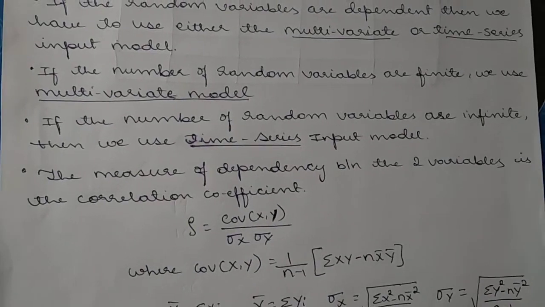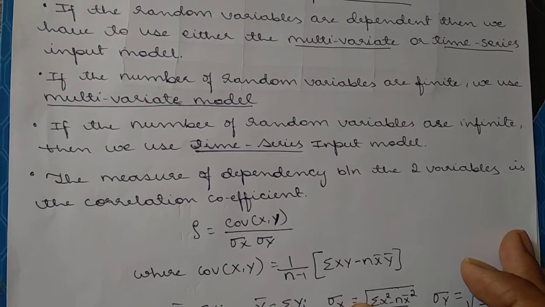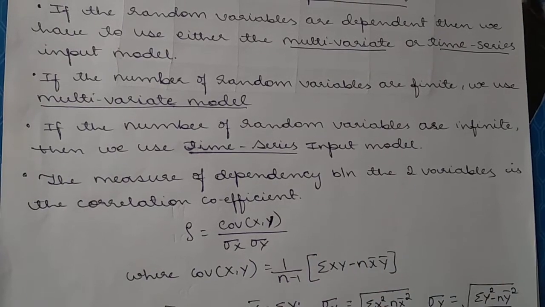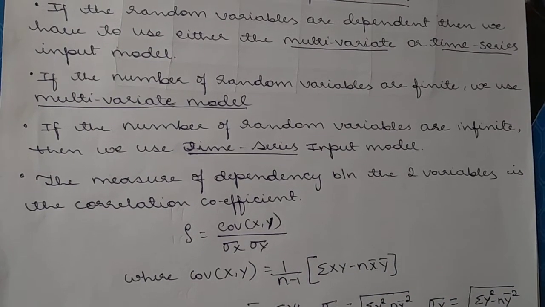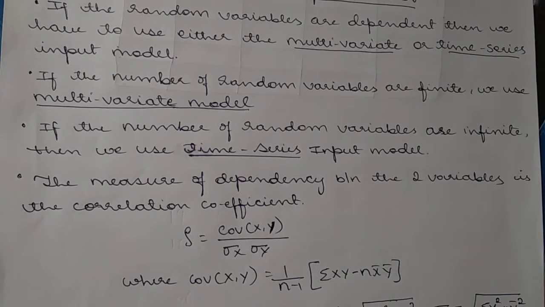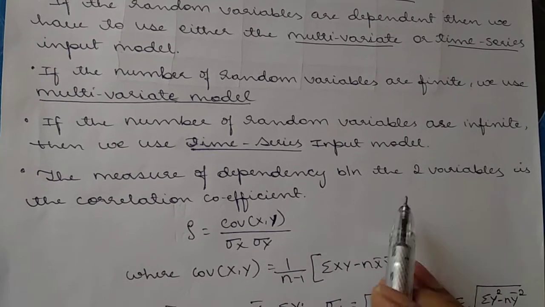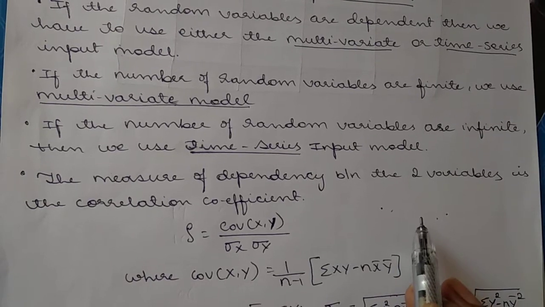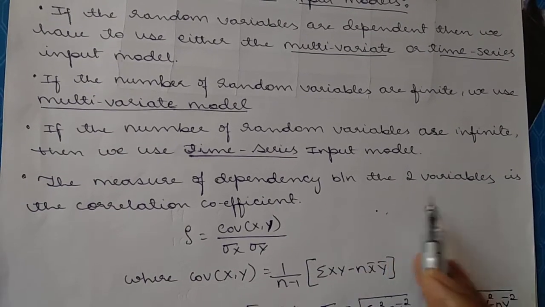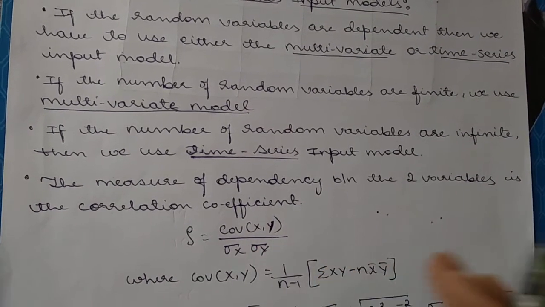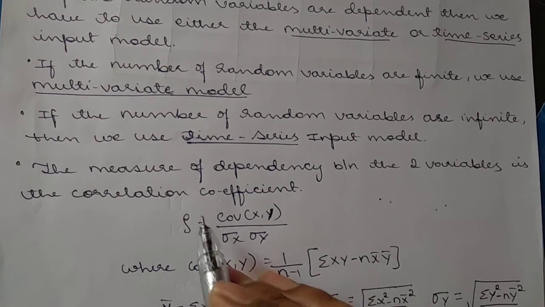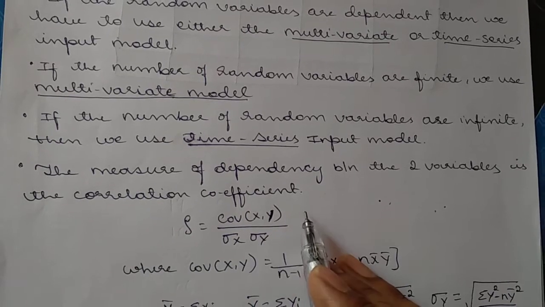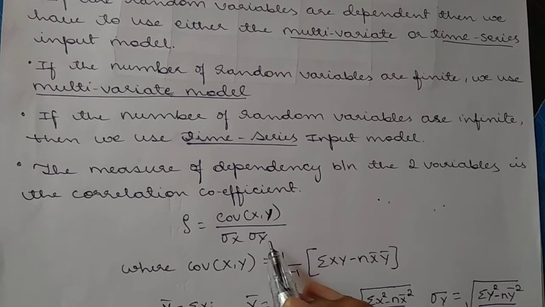Here the measure of dependency between two variables is the correlation coefficient. What do you mean by correlation coefficient? It is the measure of dependency, how much they are dependent. If two random variables are there, you have to find out how much they are dependent. This coefficient is given by rho equals covariance of x comma y divided by sigma x sigma y.